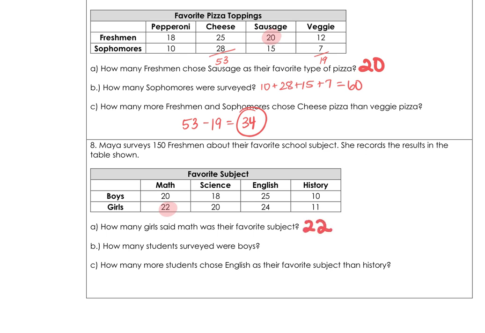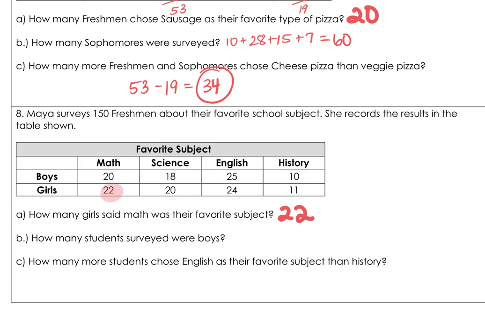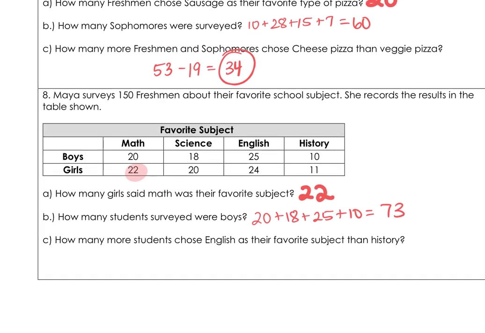Letter B, how many students surveyed were boys? So that's again where you have to take these 4 values, add them together. I'm going to have y'all tell me one more time after I write this down. 20 plus the 18 plus 25 plus 10, you said was what? 77? 73. Careful. All right, 73 boys were surveyed.